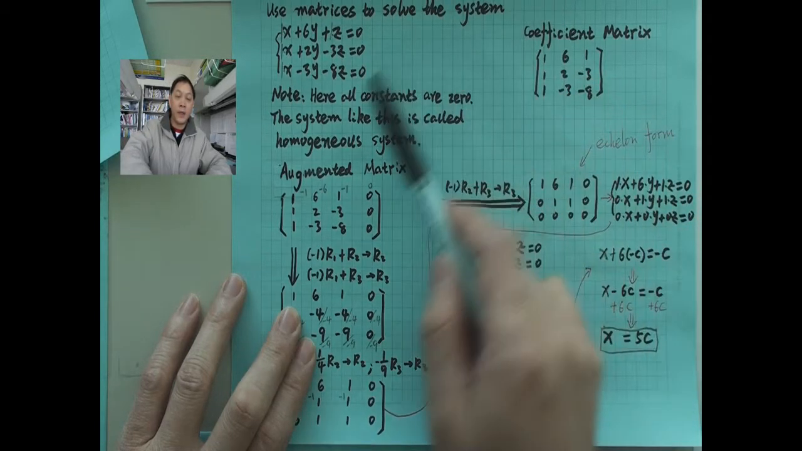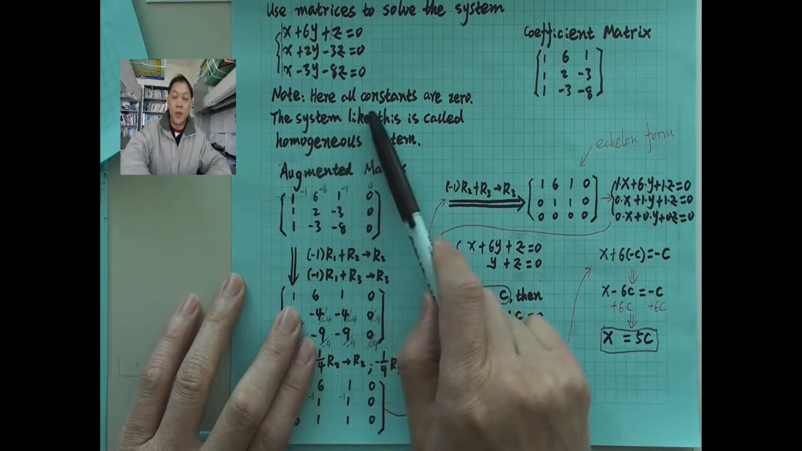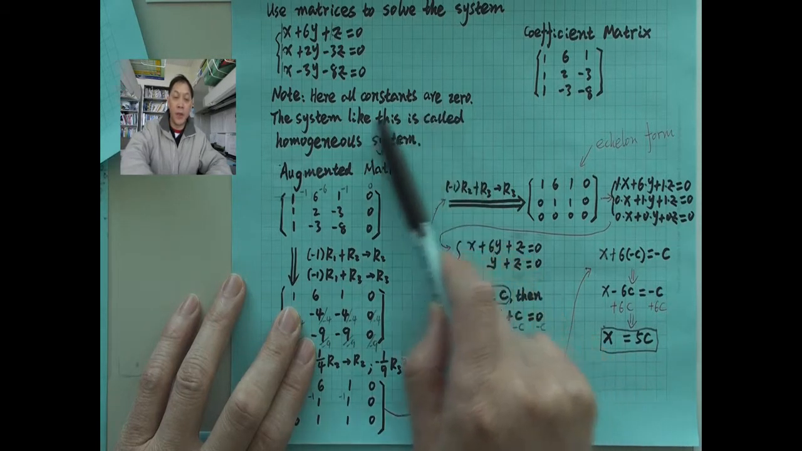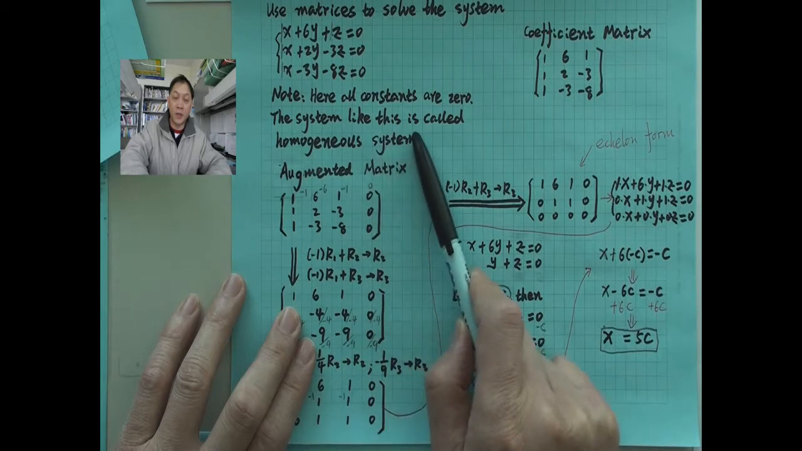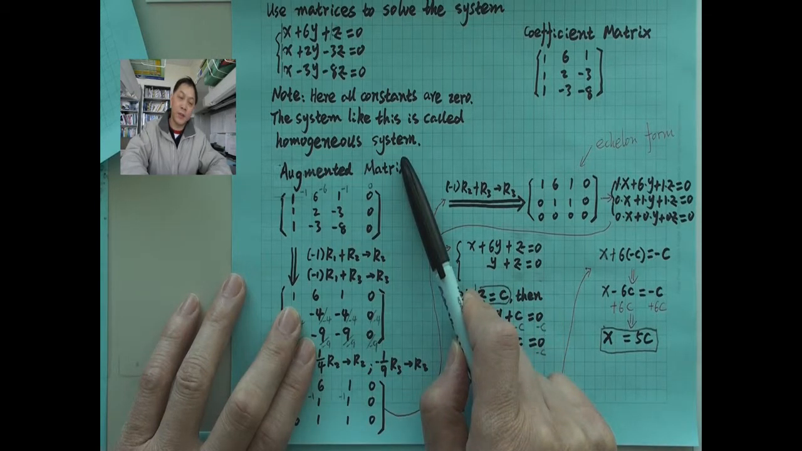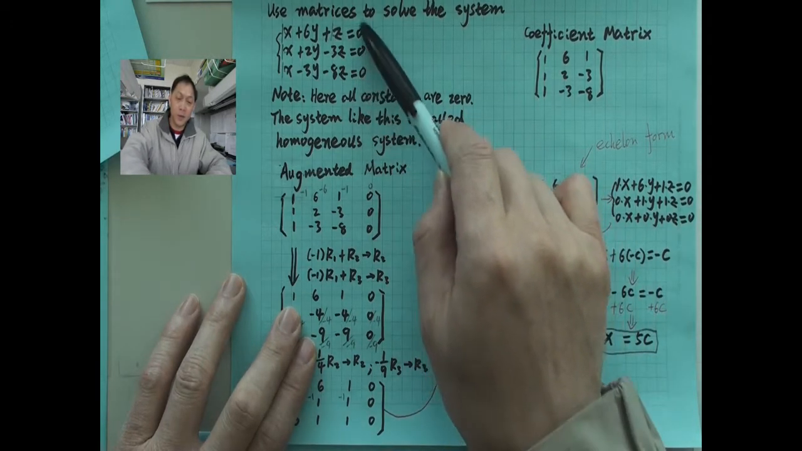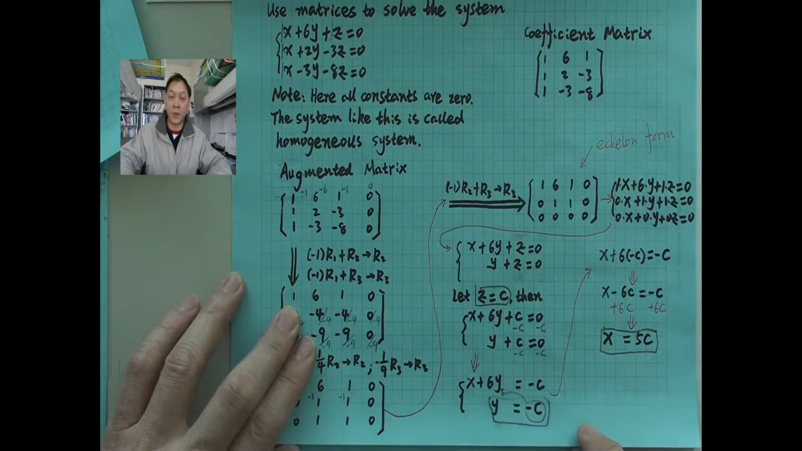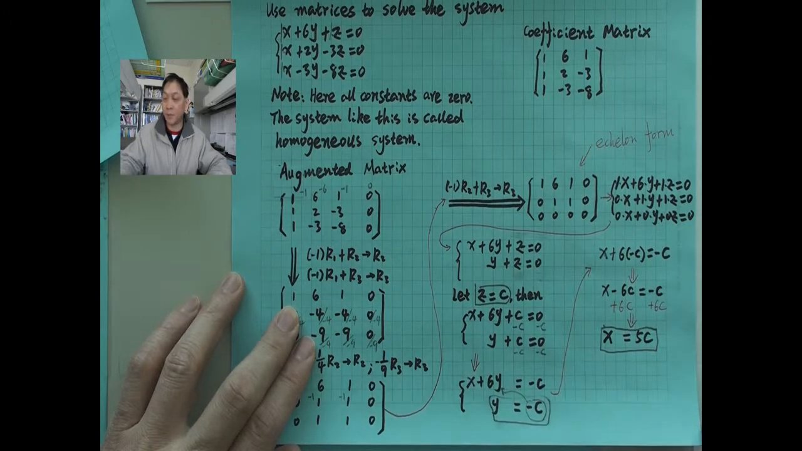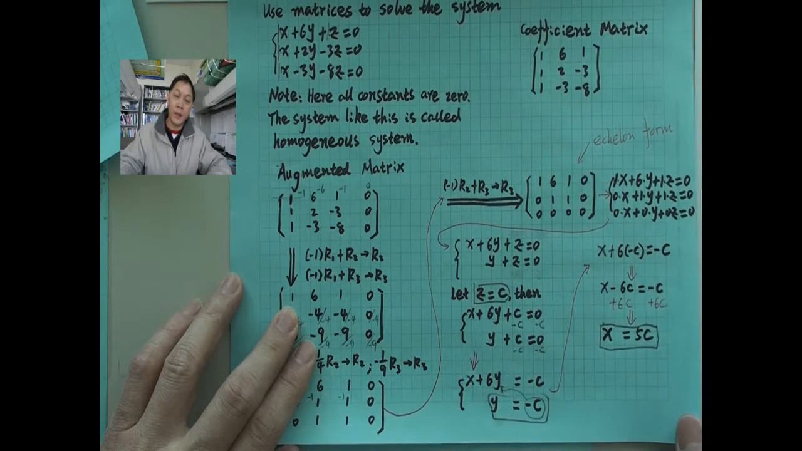Okay? And here we have a note. If all constants are 0, then a system like this is called a homogeneous system. Okay? If all of them are 0 here, then the system will be called a homogeneous system.